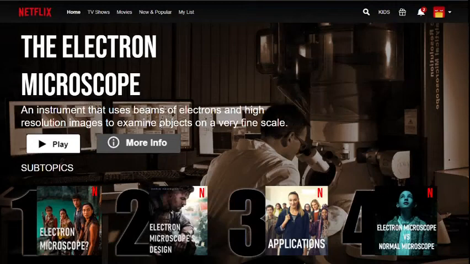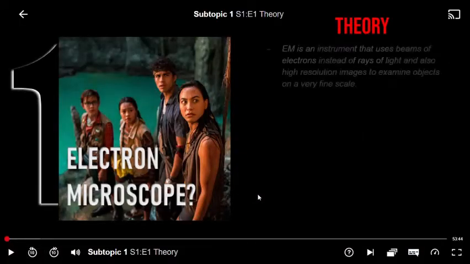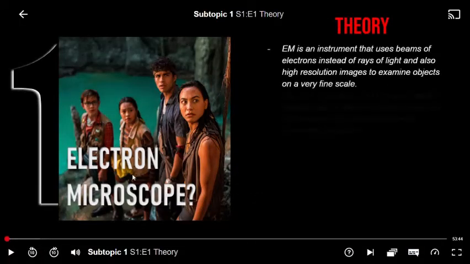So today we'll be having a Netflix movie review, with the theme of learning: the Electron Microscope. So let's dive into the first movie. The first movie is based on the theory of the electron microscope.